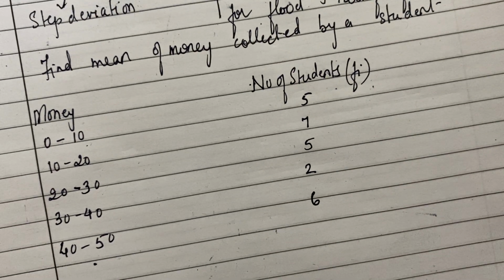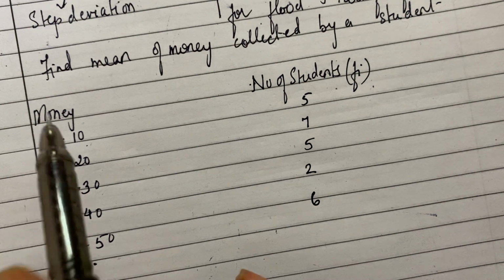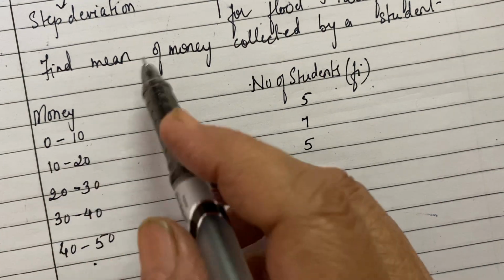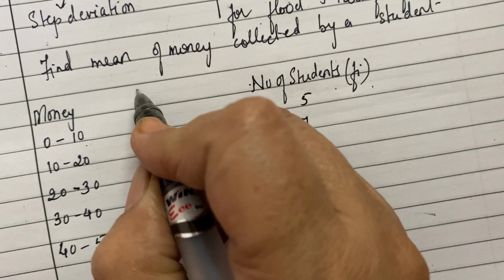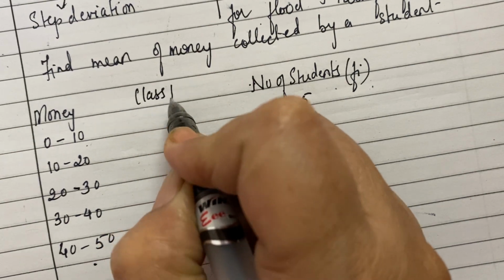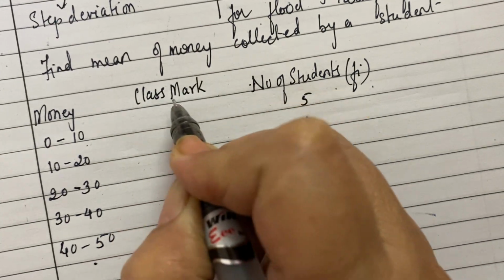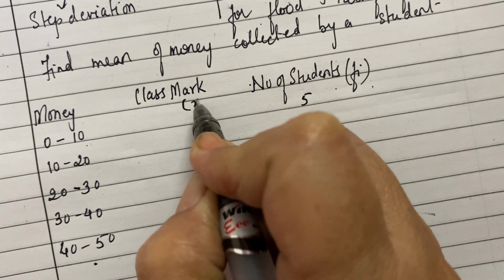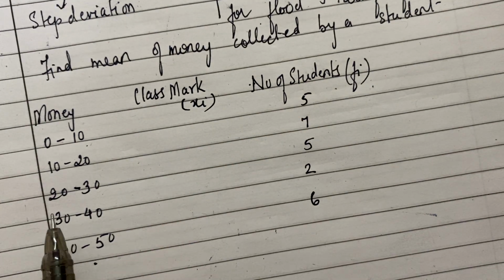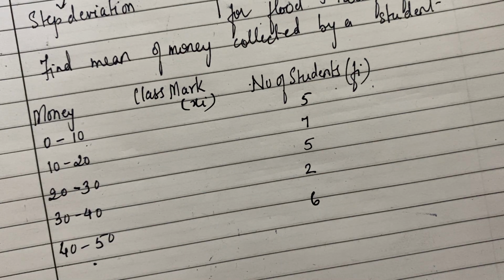We have to find out the mean of this data. So first of all, what we do is we have to find out the class mark of these classes. Now what actually is class mark? This class mark is denoted by x_i. Class mark is nothing but the midpoint of the class. And how do we find out the midpoint of a class? We make use of this method.